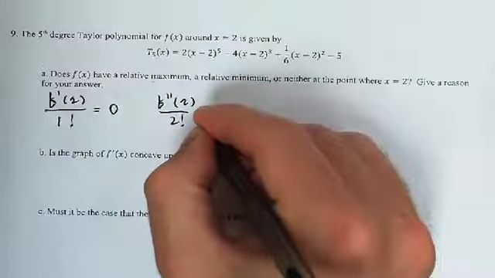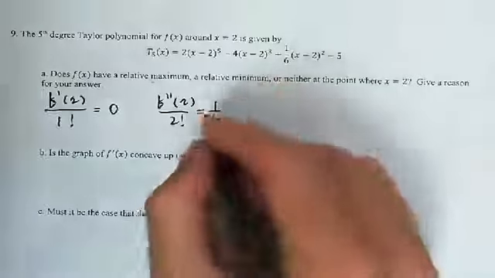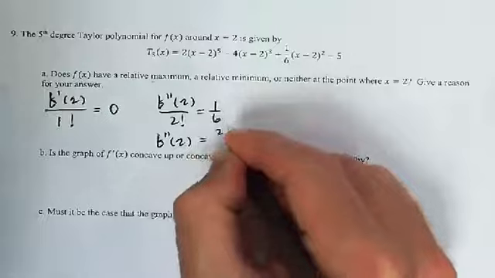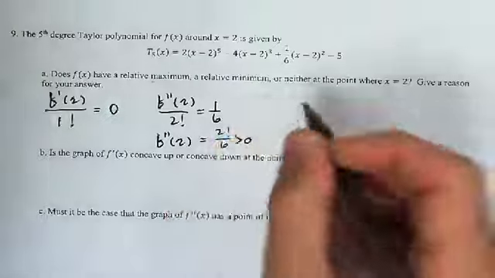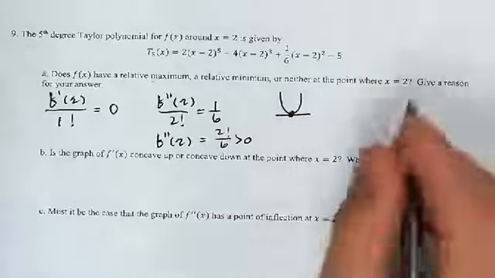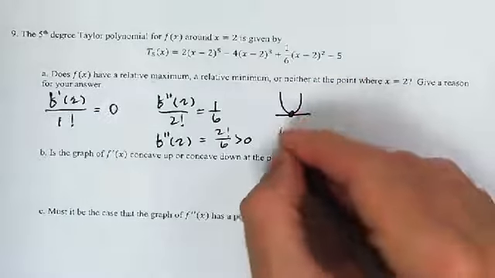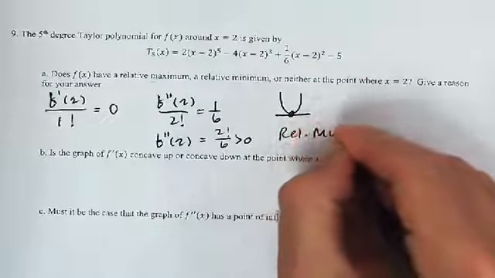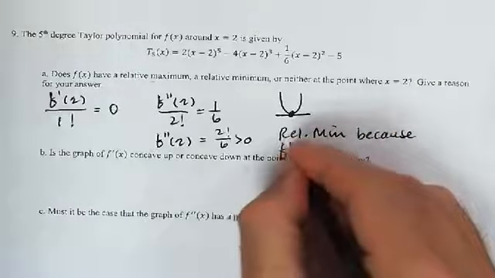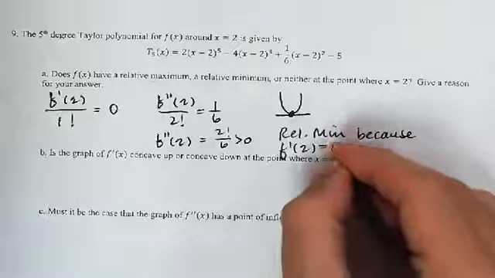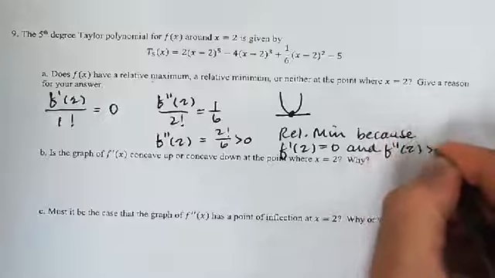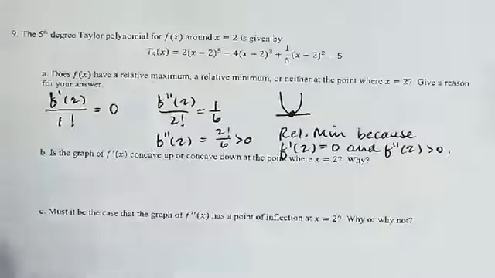of x minus 2 squared. So that's 1/6, meaning f double prime of 2 is equal to 2 factorial over 6, which is positive. So if it's flat but concave up, that's looking like a relative minimum. And the reason is f prime is 0 and f double prime is positive.